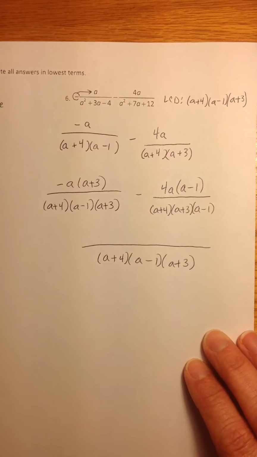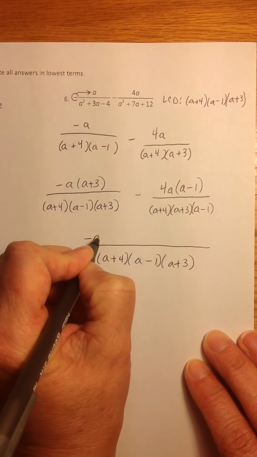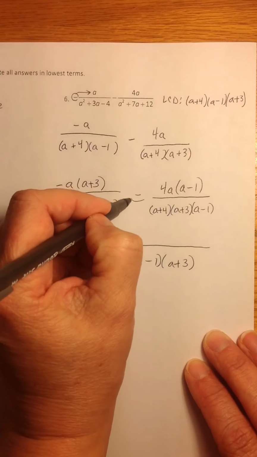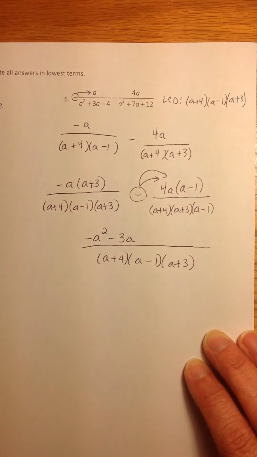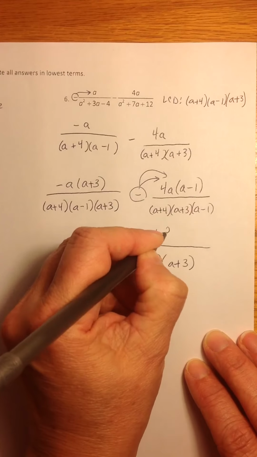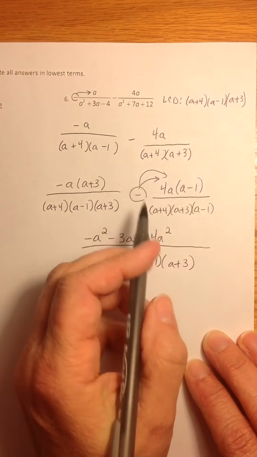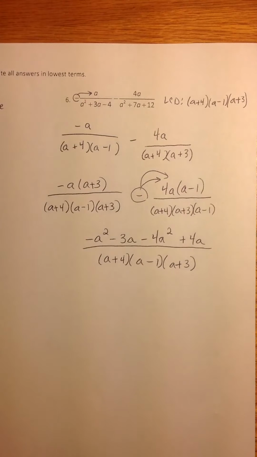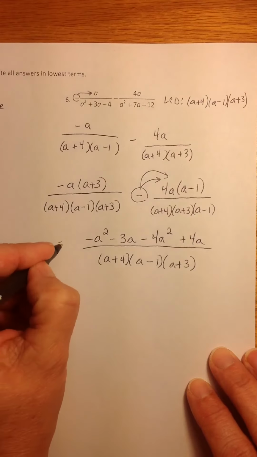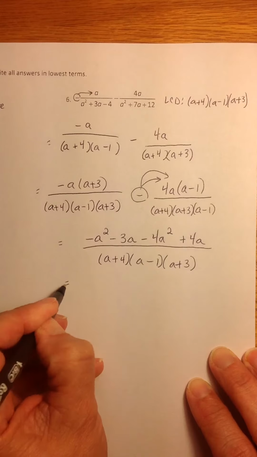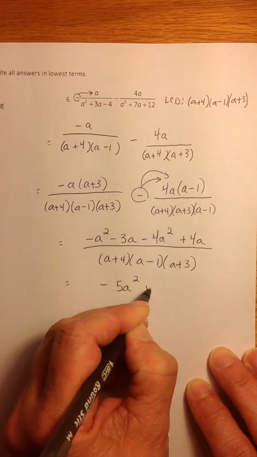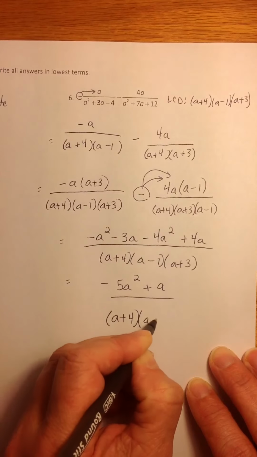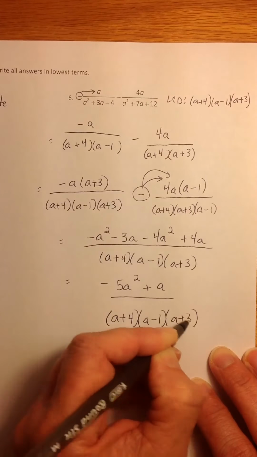Now, to work the top, I need to distribute. I'm going to distribute and get negative a squared minus 3a. When I distribute 4a, I need to be careful to take my negative along with it. So I get minus 4a squared. A negative 4a times a negative 1 is a positive 4a. What I want to do now is combine any like terms in the numerator. So I can say negative 5a squared plus a over a plus 4, a minus 1, a plus 3.